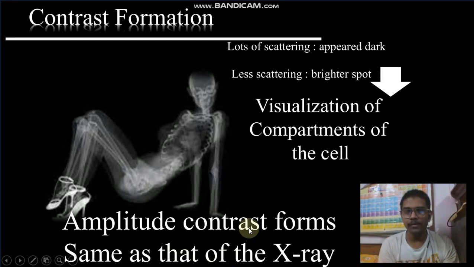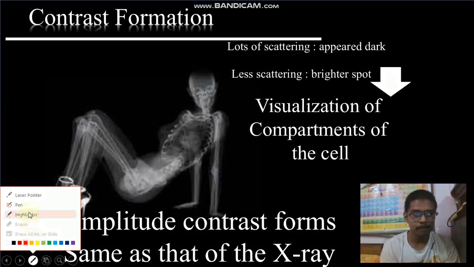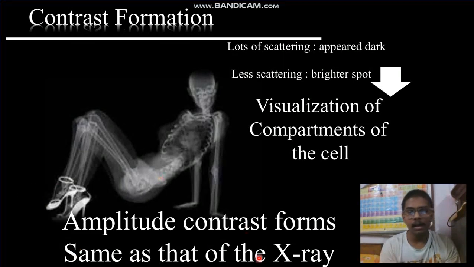Amplitude contrast is useful for visualization of the compartments of a cell. Different compartments of a cell can be visualized by amplitude contrast, and this is the type of image you will get. This is exactly the same as an X-ray, as you can see here. Amplitude contrast forms on the same principle as that of the X-ray.